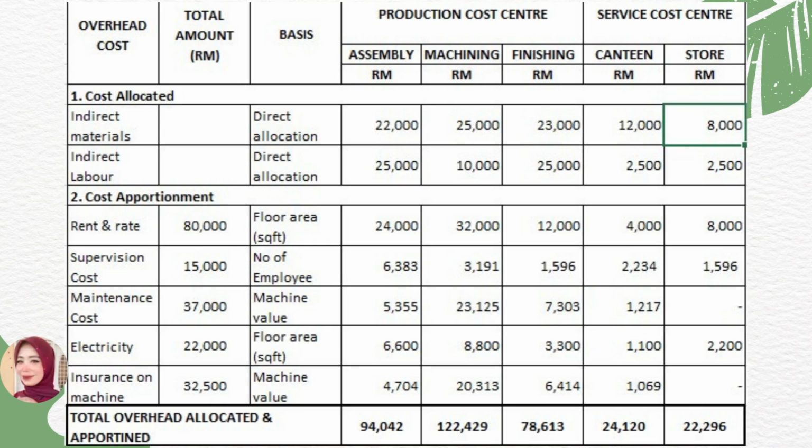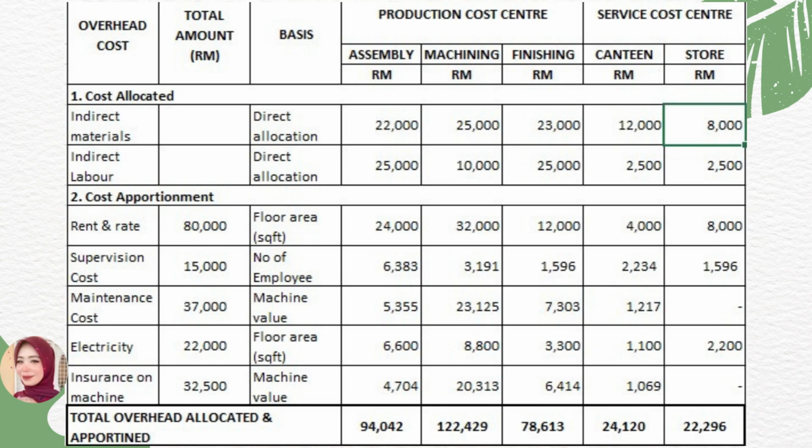For example, to get the rent and rates for each department, we must take the floor area for each department divided by total floor area times the value of rent. Second, to get the supervision cost for each department, we must take the number of employees divided by total employees times the value of supervision cost.